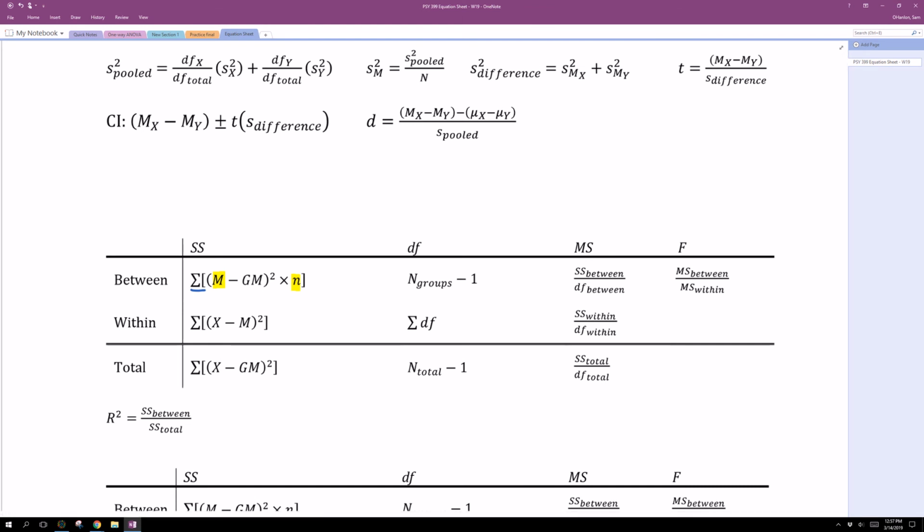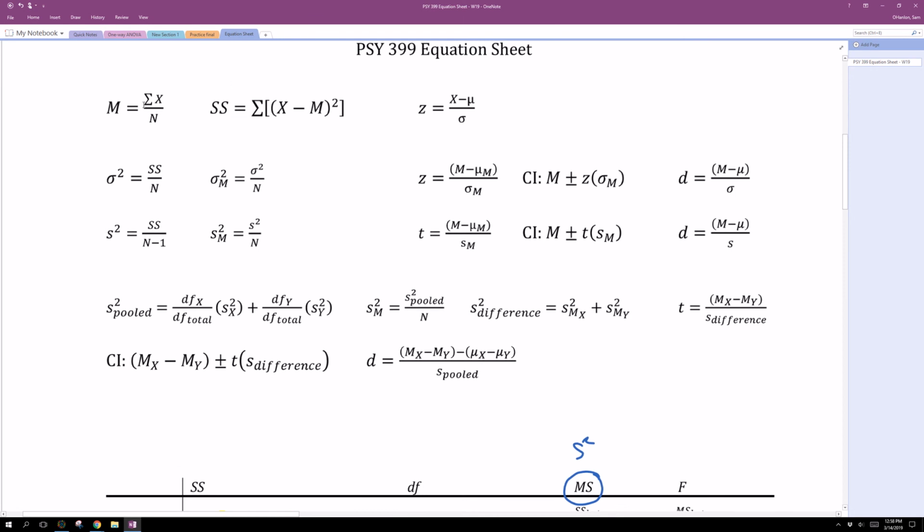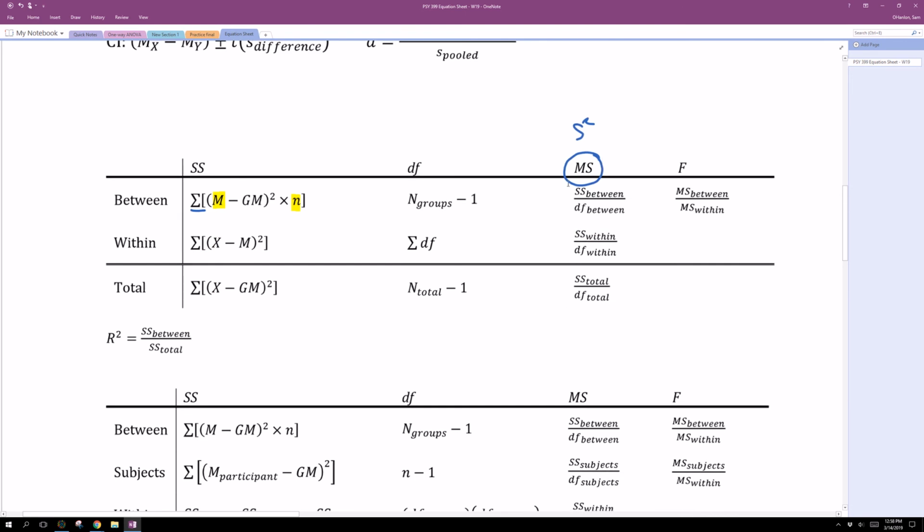Now the degrees of freedom is the number of groups minus 1. And your textbook uses the abbreviation MS for mean squared, but really this is the same thing as variance, right? S squared sub whatever. Up here, you've got your sum of squares divided by your degrees of freedom. Down here, you've got your sum of squares divided by your degrees of freedom.